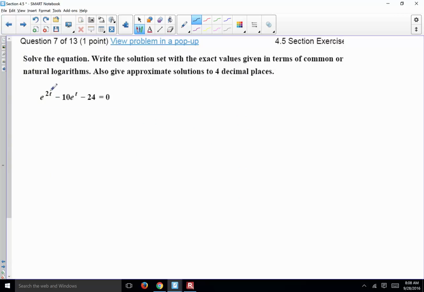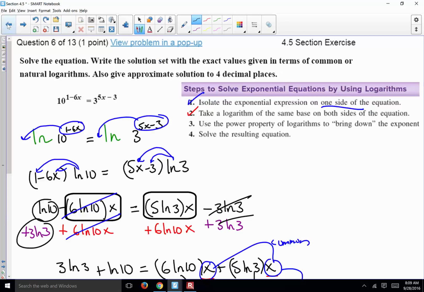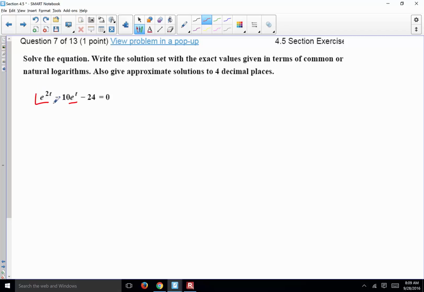Alright, and next question. This is kind of a weird question. It's kind of trickier than what we've done previously. There is no way I can isolate. I didn't put these steps here because there is no way you can isolate exponential expressions here. Look, I have two exponential expressions, one here, the other there. And even though I separate this to the right side, there is no way I can isolate each because this 24 and 10 won't go anywhere, right?